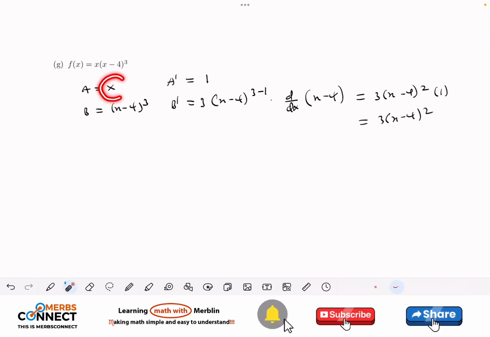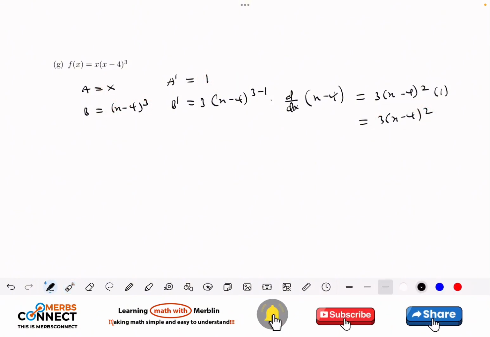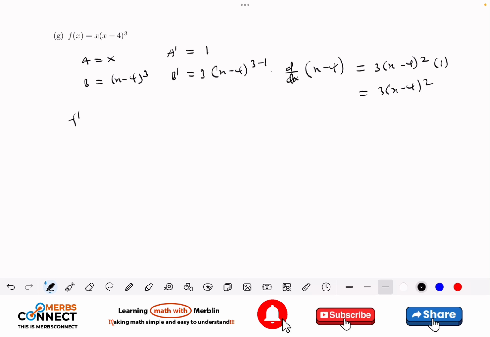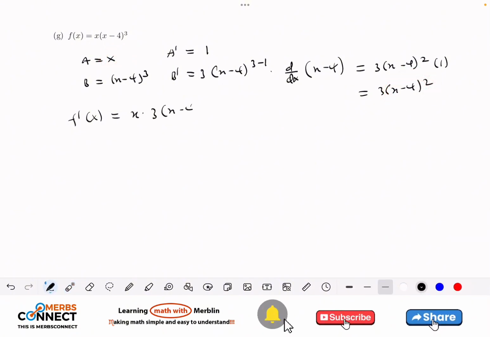So now I need to multiply this by this, and then this by this. That will be the product rule. So f prime of x will be equal to, so when I multiply x by this, I'm going to have x times 3(x minus 4) squared. Then this time this will be plus 1 times (x minus 4) to the power 3.